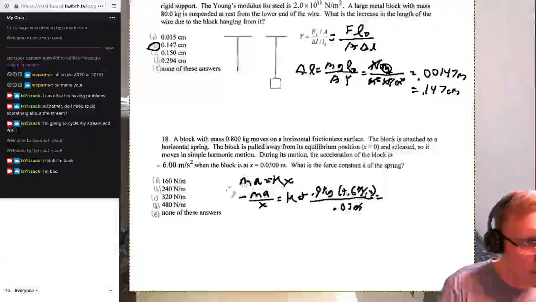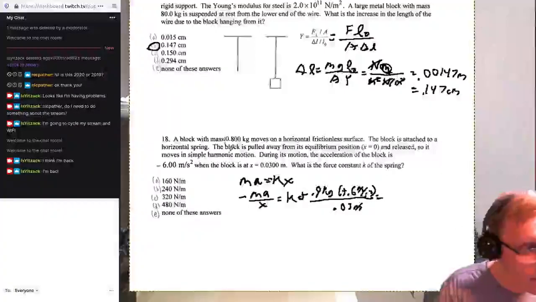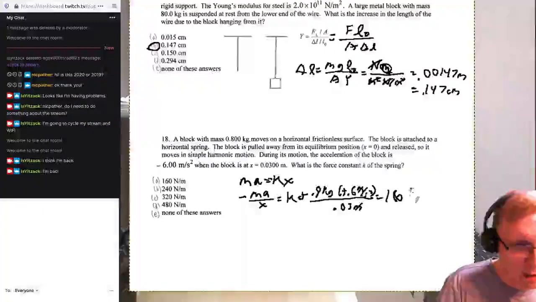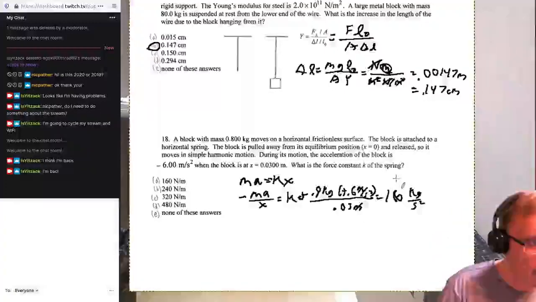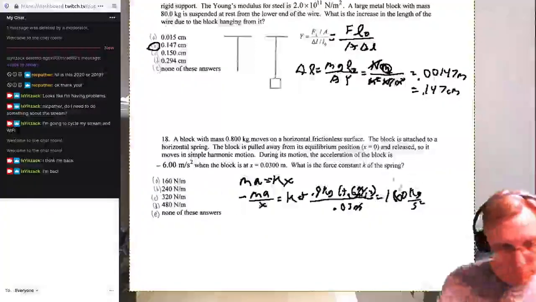Did I do that right? Uh-oh. Interesting. Interesting, says I. 16 kilograms per second squared. Really? Interesting. 0.8. Oh, points. There we go. Let's get the decimal places in the right spot. It's 6 meters per second squared, not 0.6 meters per second squared. There we are. That makes much more sense.